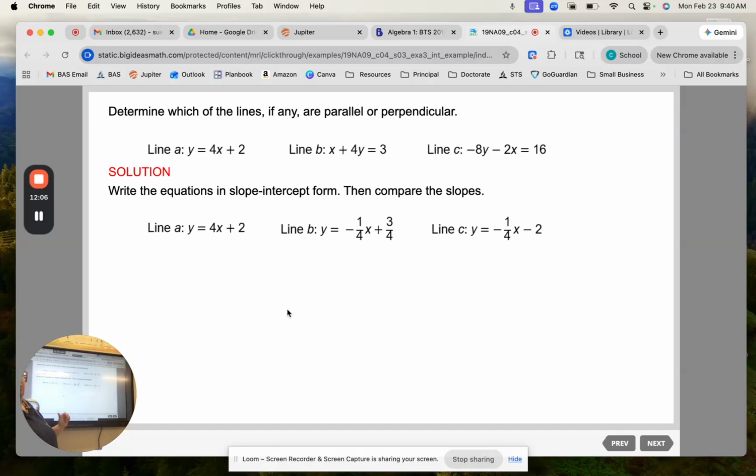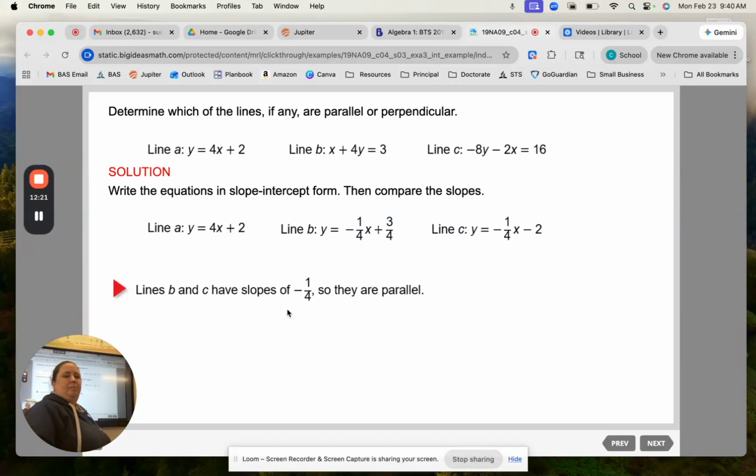Parallel lines have what? Same slopes. Do any of these have the same slope? Yes, we have one. Are they different y-intercepts? Yeah. So line B and C are what? Parallel lines. Write that down. Line B and C are parallel.